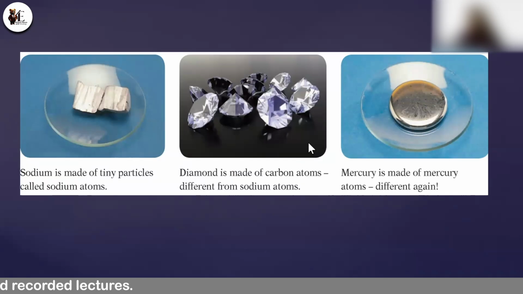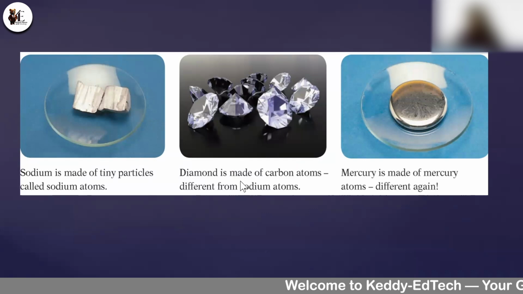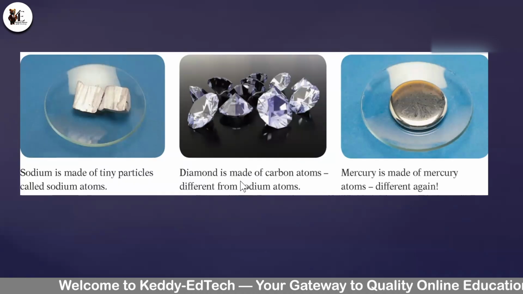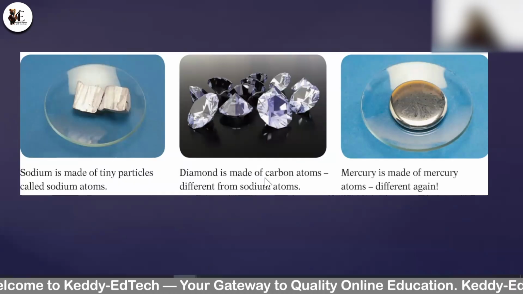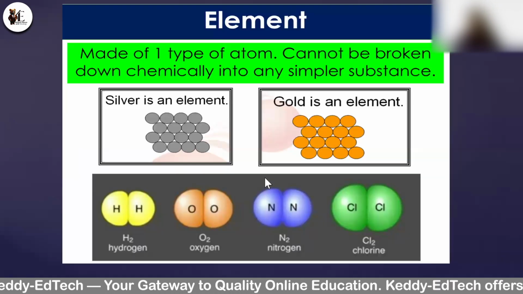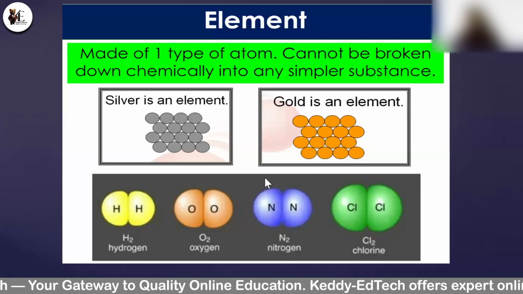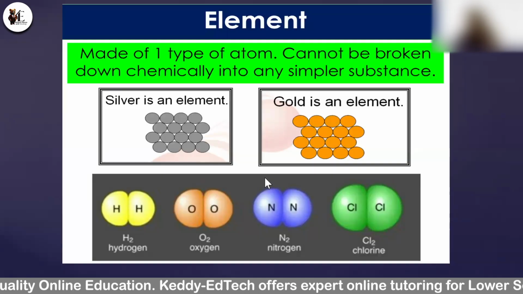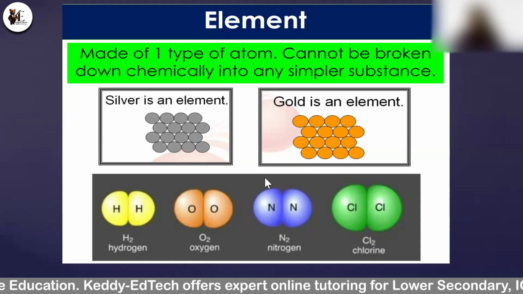Sodium atoms are different, diamond atoms are different, mercury atoms are different. So I told you diamond. What is the name of the element of diamond? It's carbon. Yes, it's carbon. Very good. Silver is an element, gold is an element. We have seen this in the periodic table in yesterday's session. Everything in the periodic table is an element.